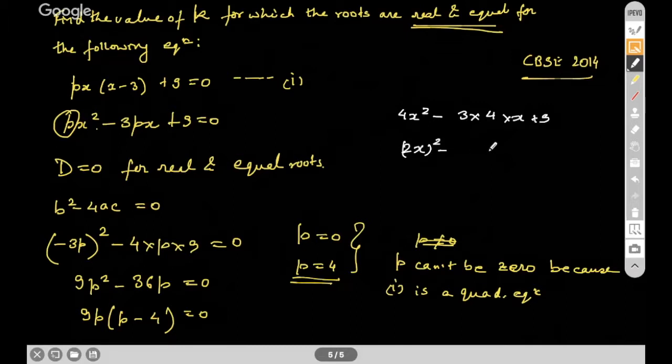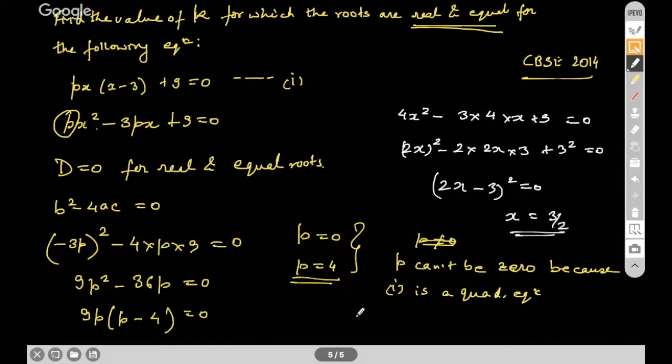minus, so this is 2 into 2x into 3, if you see. 4x into 3 is this, plus 3 square, this is equal to 0, and hence 2x minus 3 whole square is equal to 0. So hence there is only one solution, and equal roots, right? What is that? x equals 3 by 2. So hence p is equal to 4 is the right answer.